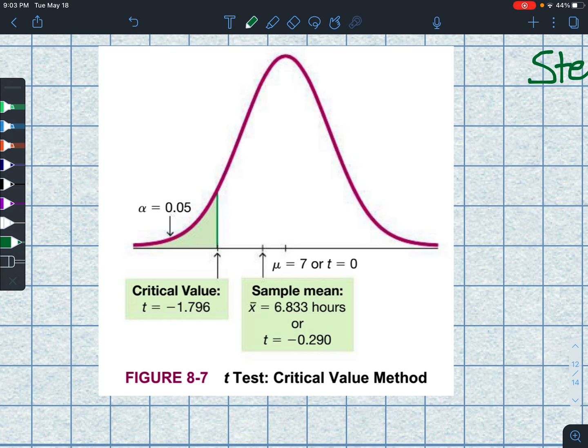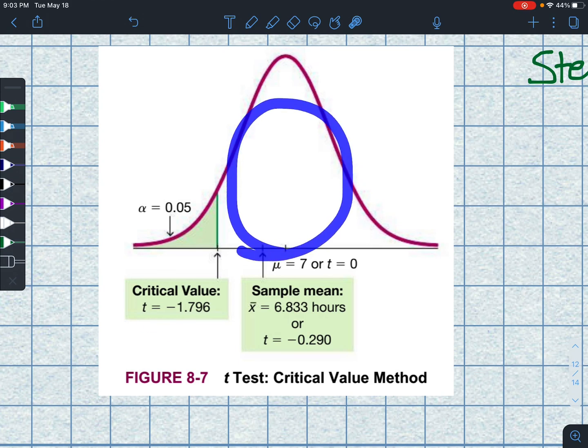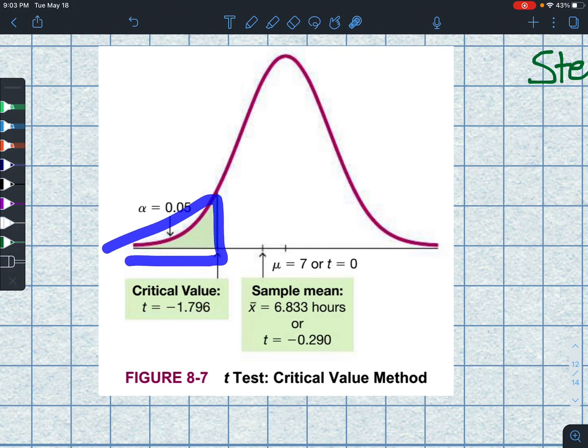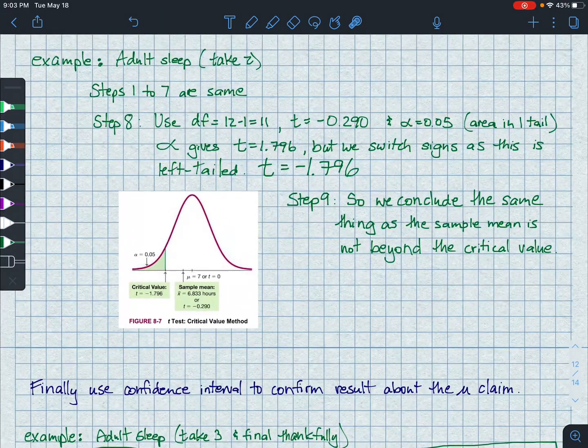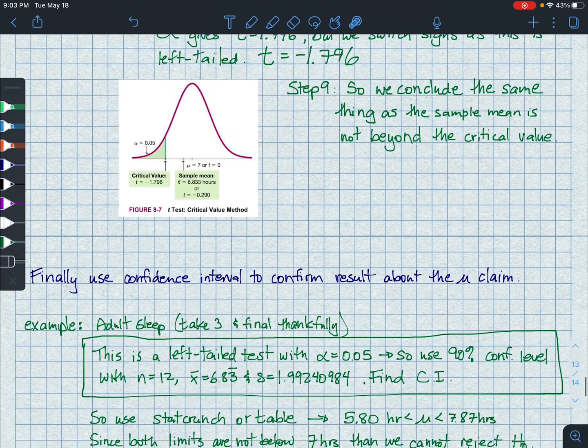Run that by me one more time, Mr. Larson. Our sample mean is out here, right? And our critical value is here. So there's our negative 0.290. There's our critical value. So we are in what we would say the normal zone, right? We're not in that critical 5%. So that's why we conclude the same thing, that we fail to reject the null hypothesis. And we go on our merry way.